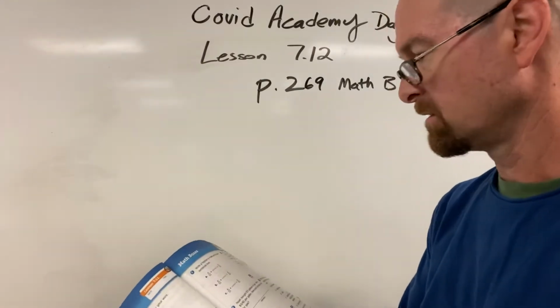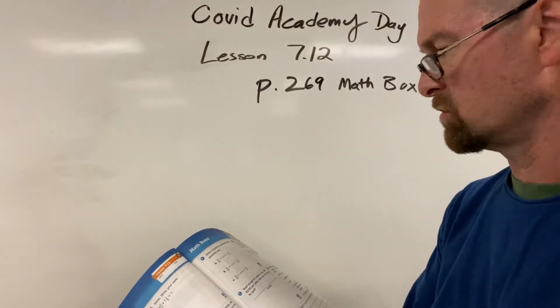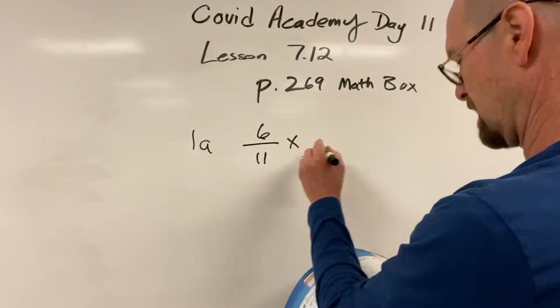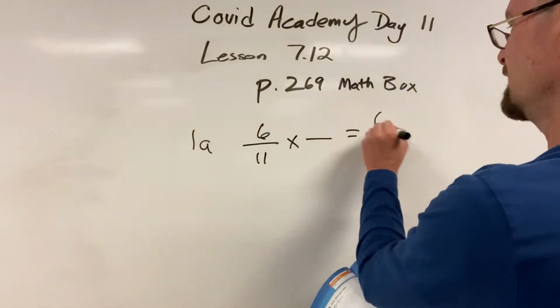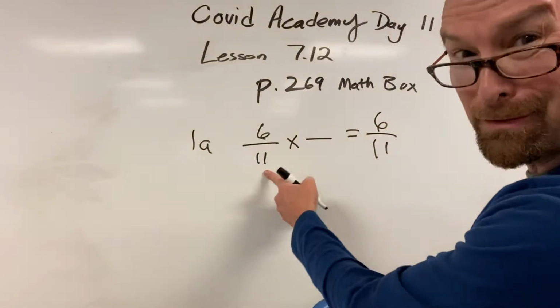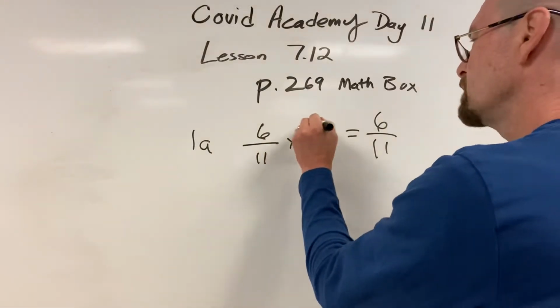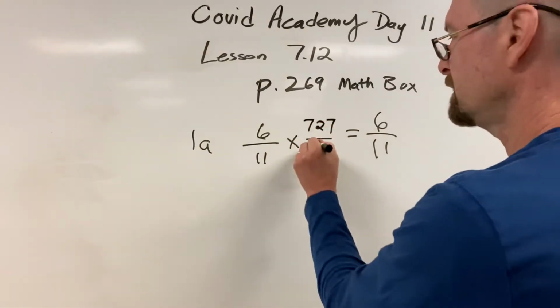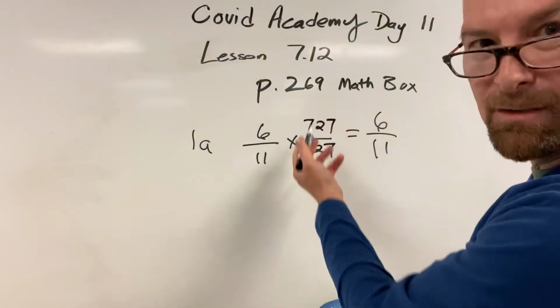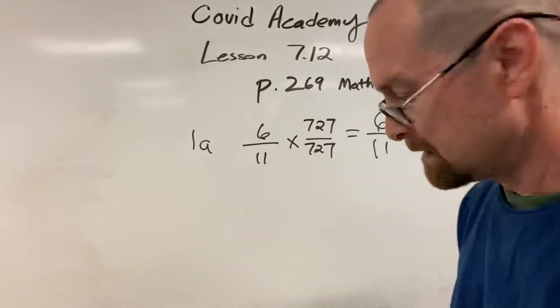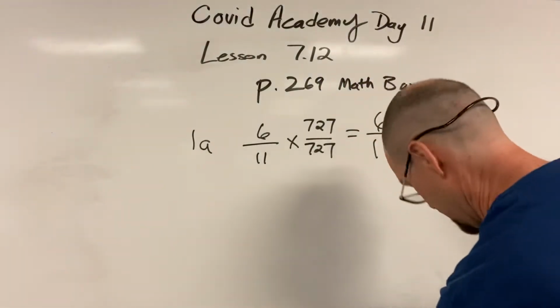I can make it. All right, write a fraction to make each number sentence true. 1a. We've got 6/11 times something equals 6/11. Those two look really close to being the same thing. So you put any number up here, you just put it down here. Because any numerator and denominator that are the exact same thing, it means, bingo, 1. And anything times 1 is itself. All right, we're moving on.